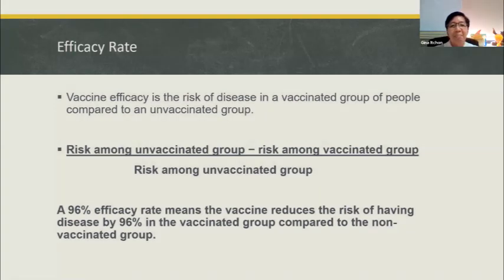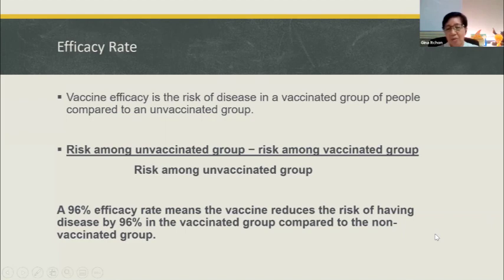Okay. Basically, part of the trials. You remember Doc Arlene was talking about phase one, phase two, phase three, and even a phase four trial. In phase three, there is a clinical trial where there is a group that is vaccinated and a group that is not vaccinated. So the efficacy is a comparison of the risk among the unvaccinated group minus the risk among the vaccinated group over the risk among the unvaccinated group.